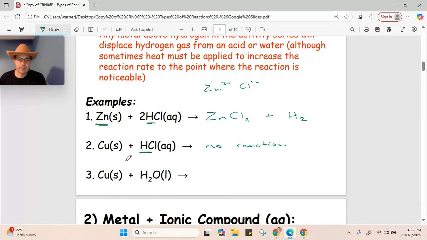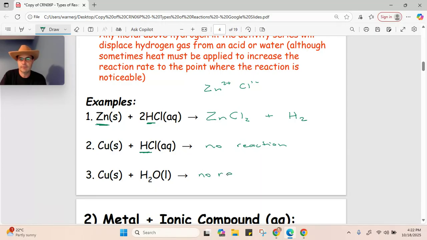And then the last one here is copper with water. Now, if you look at your activity series on the back of the periodic table, it's pretty clear. There's little markings on one column that will show you where it is things that are reactive with water. And copper is not reactive with water. You'll see that there's no little stars beside it.